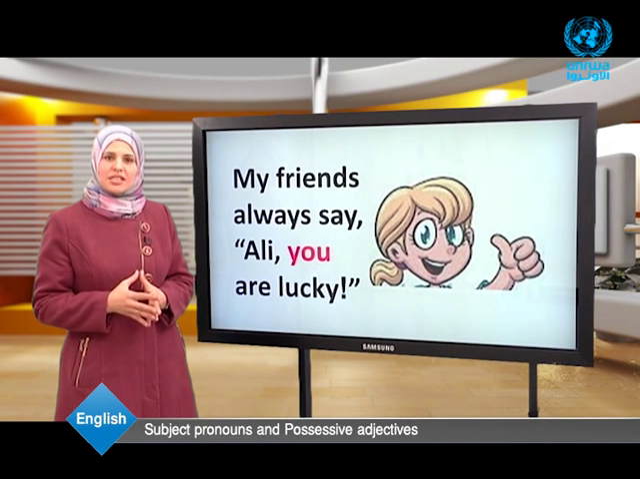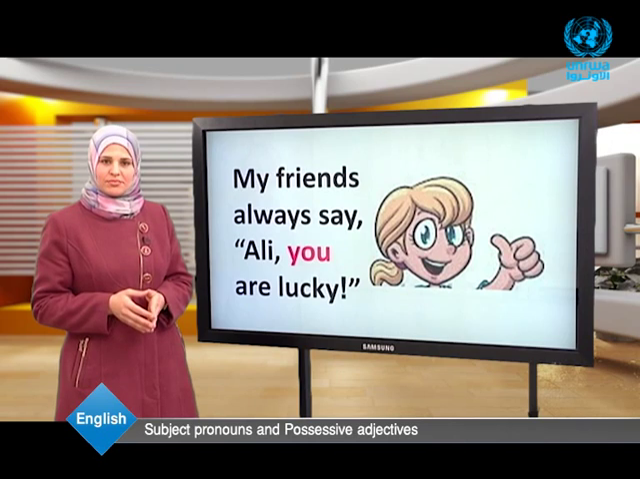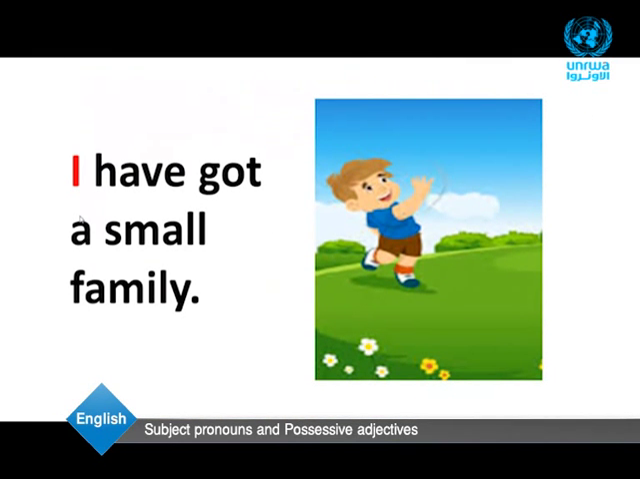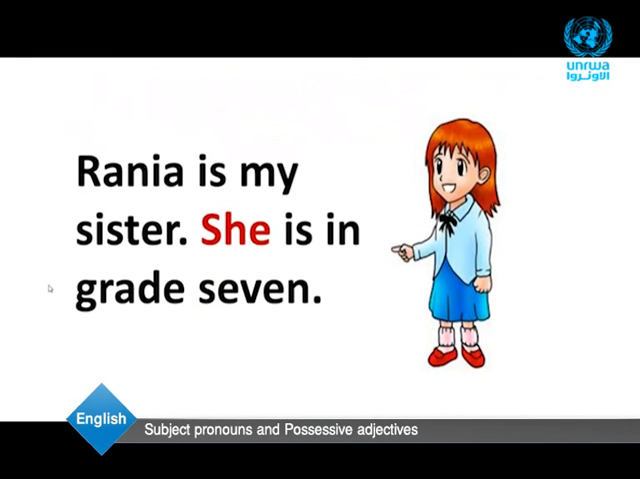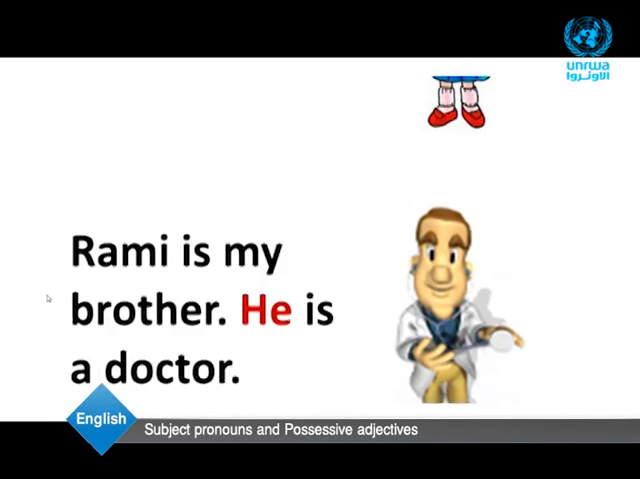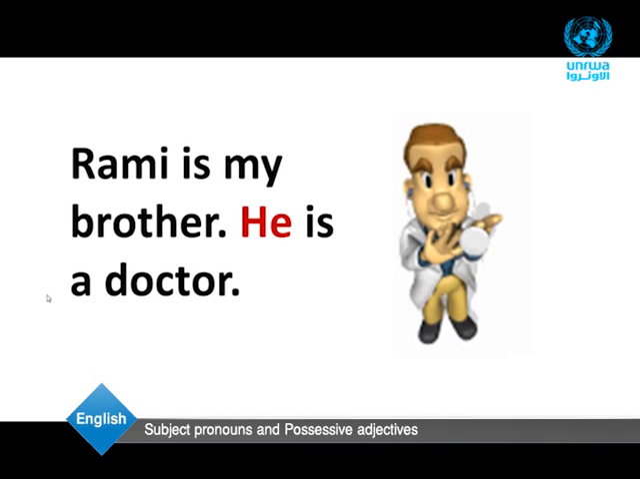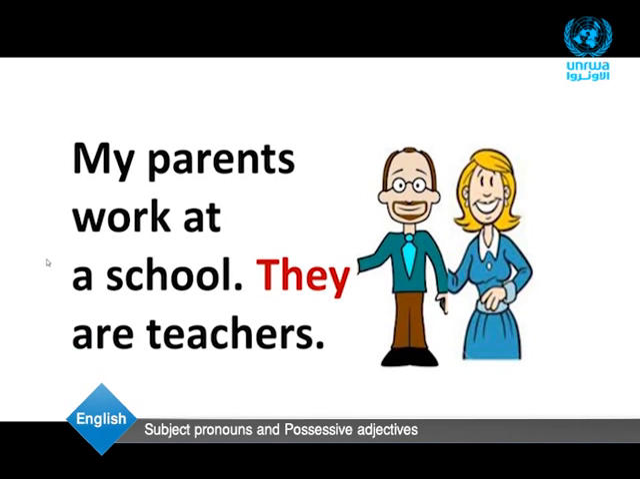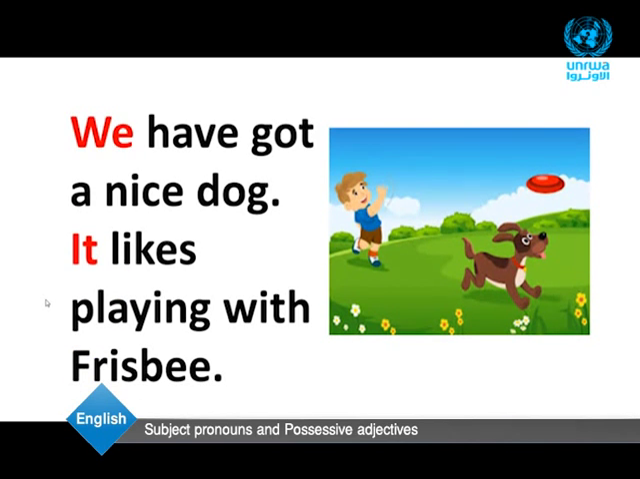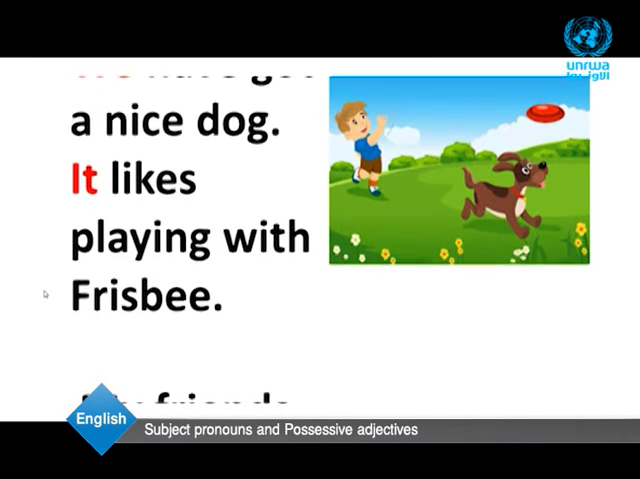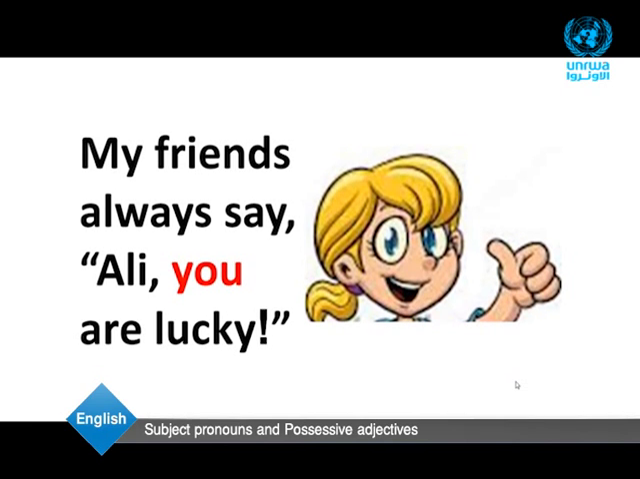Now, dear students, let's read the text once again. I have got a small family. Rania is my sister. She is in grade 7. Rami is my brother. He is a doctor. My parents work at a school. They are teachers. We have got a nice dog. It likes playing with frisbee. My friends always say, Ali, you are lucky.